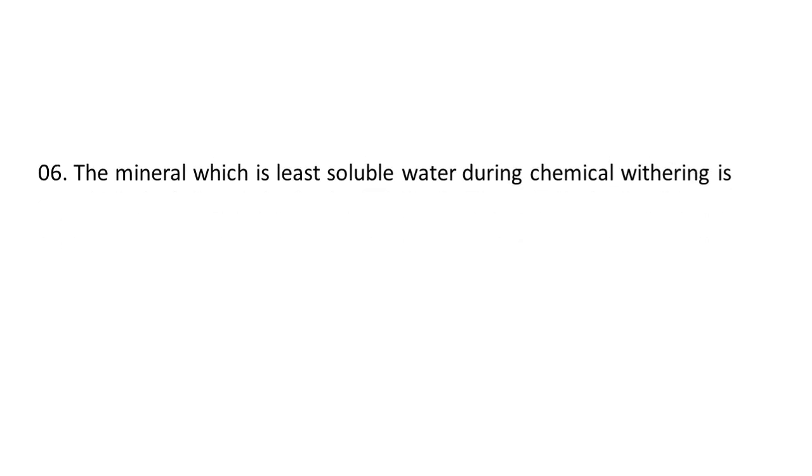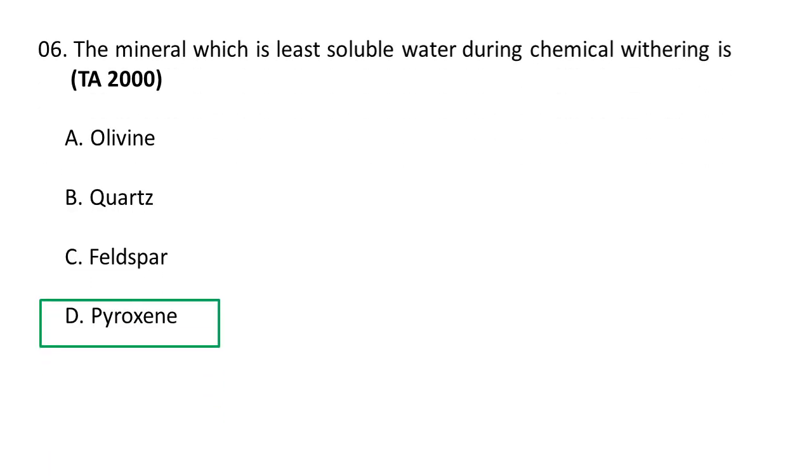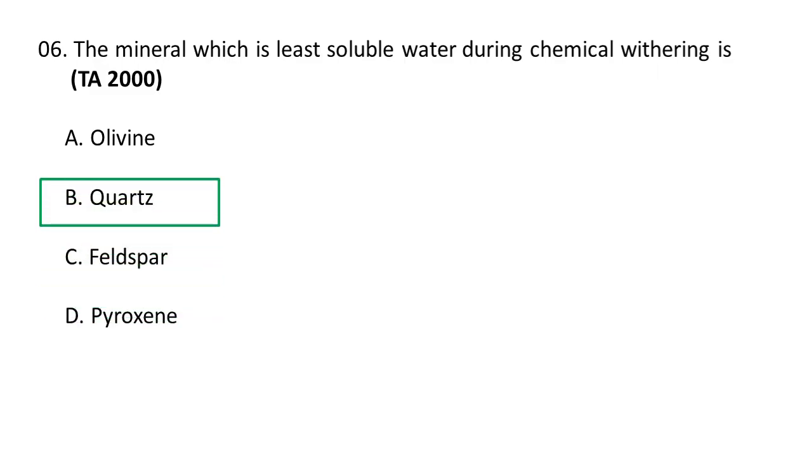Next question. The mineral which is least soluble in water during chemical weathering is A. olivine, B. quartz, C. feldspar, D. pyroxene. So, the correct option is B. quartz. Quartz is a mineral that is least susceptible to chemical weathering because of its high stability.